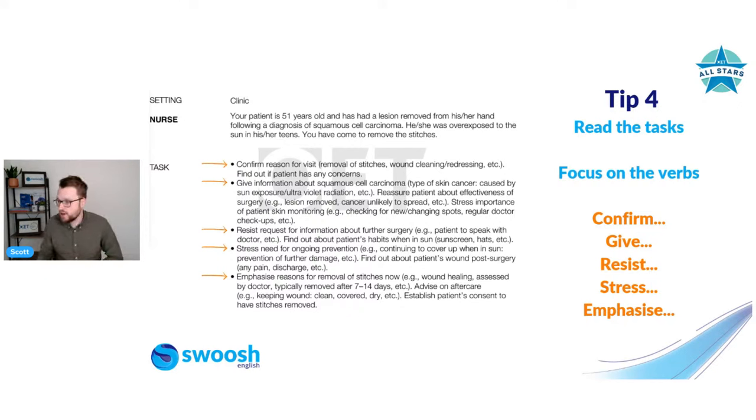Let's identify them together. So confirm would mean that we have to answer something. Confirm what's happened here today, okay? Get an assessment from the candidate. Give is just simply to explain some information to the candidate. Resist is an interesting one, which means that the candidate, the patient, is going to ask you something that you don't want to do. So you have to resist giving in to their demands. How might we do that effectively?